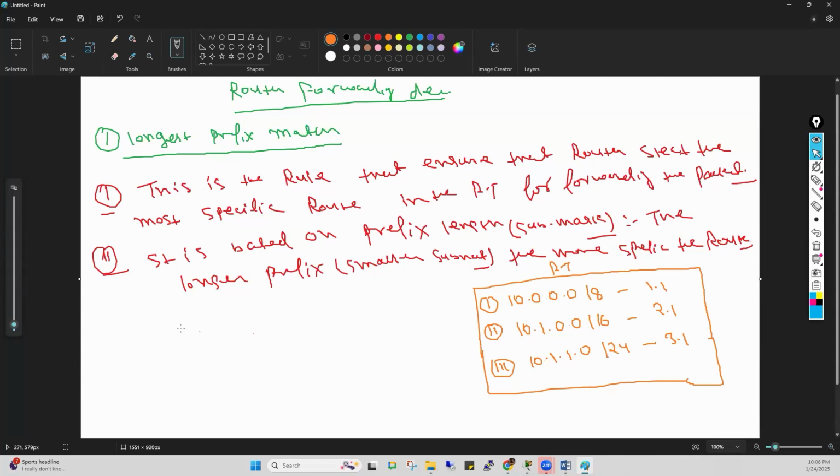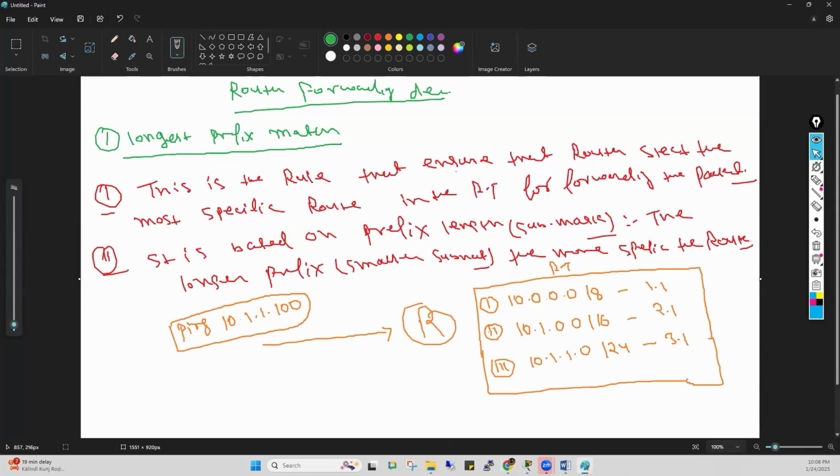Understand? And for example, you are pinging 10.1.1.100. For example, you are pinging this one, and this is the router routing table. So your ping packet will reach the router. What will the router do? What will the router do? Try to focus here.